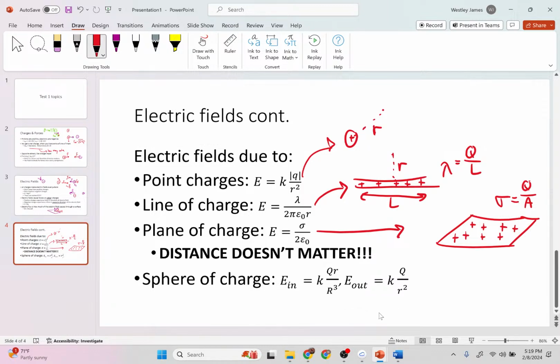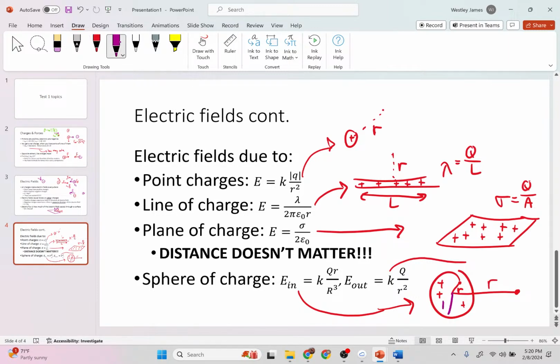And then the sphere of charge, you got some sphere with some charge. If I'm some distance r, little r, inside of it, I use the inside one. If I'm some distance r outside of it, I use the other one. And the capital R is the radius. And there's no charge density here. It's all kind of built into this equation.